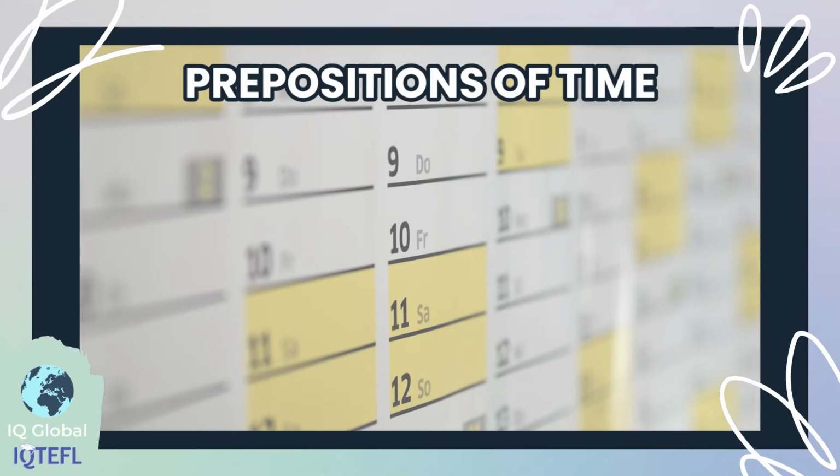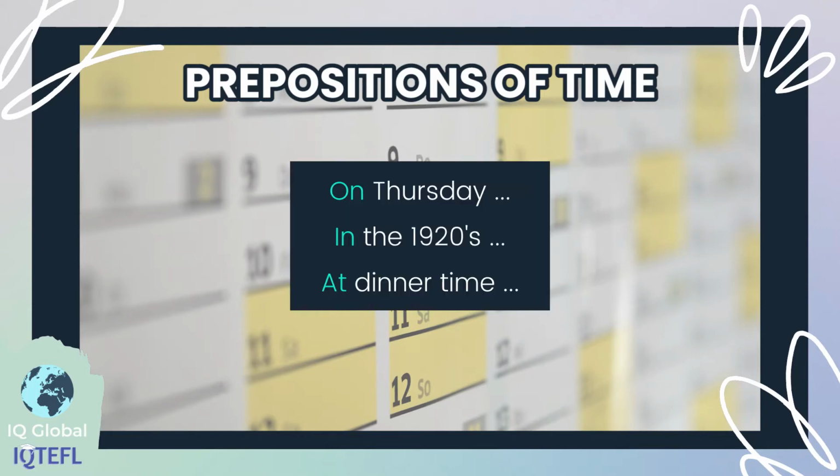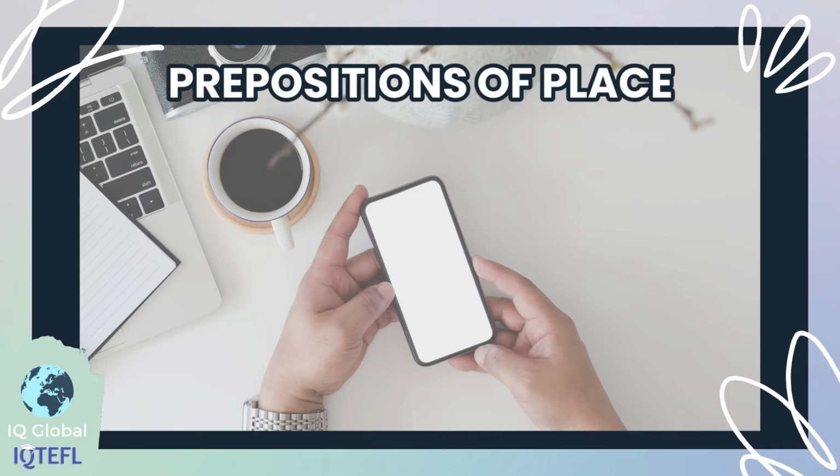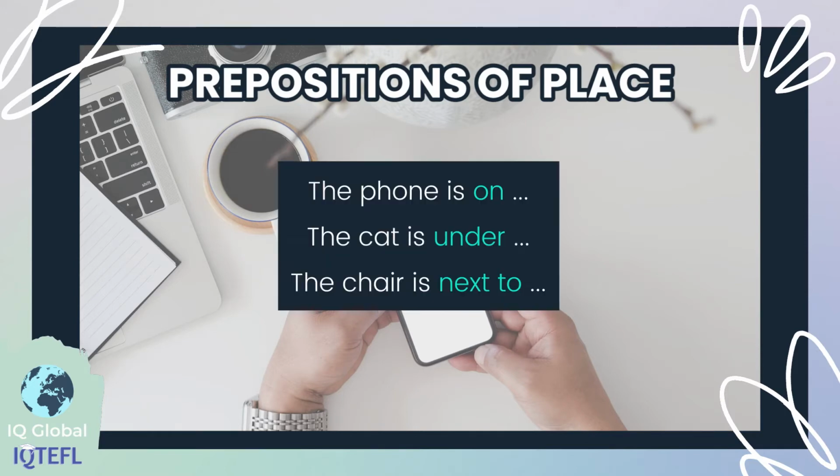Number 1, prepositions of time. These prepositions can be used in the following ways. On Thursday, in the 1920s, at dinner time. Number 2, prepositions of place. These can be used in the following ways. The phone is on. The cat is under. The chair is next to.